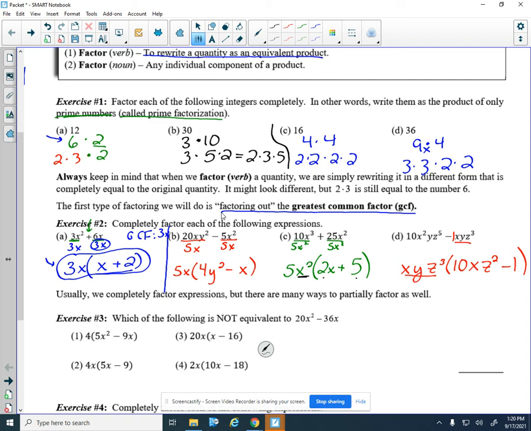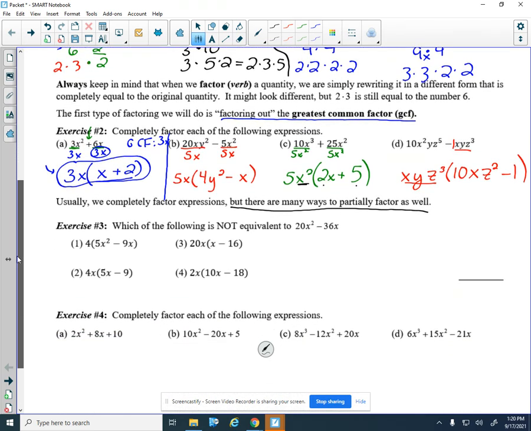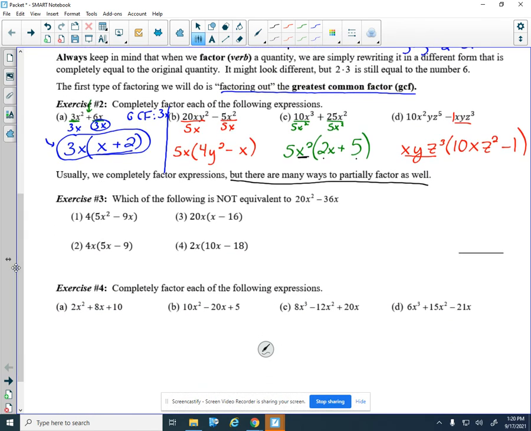So this next question says, but there are many ways to partially factor as well. Which of the following is not equivalent to 20x squared minus 36x? So of these 4 answers, 3 of them are at least partially factored, and 1 of them is just wrong. So I'm actually going to start out and factor it completely. Looking at 20x squared minus 36x, my GCF would be 4x, leaving me with a 5x in the first term and a negative 9 for the second term.